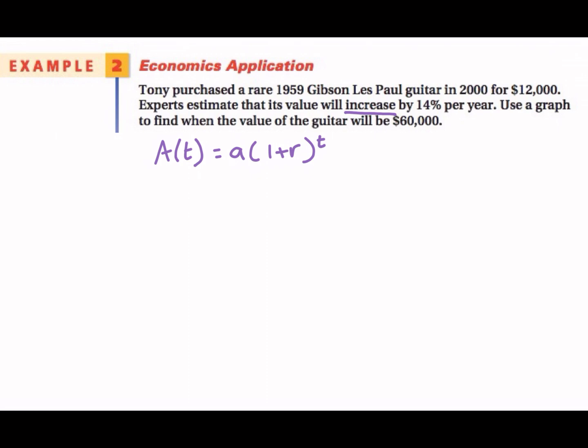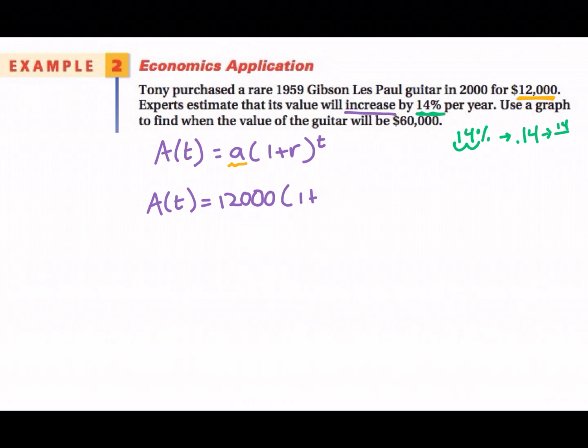So let's go ahead and plug into our formula. So A, the initial amount, is going to be how much the guitar originally cost, which is $12,000. So A of T equals 12,000, and then 1 plus R. Well, our rate says 14% per year. We want to convert 14% into a decimal. So there's different ways to do this. You can move your decimal place 2 times, so it's going to be 0.14, or you can do 14 over 100. Either way, it's going to give you 0.14.